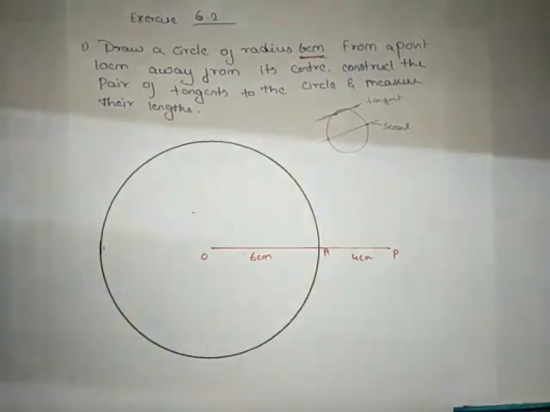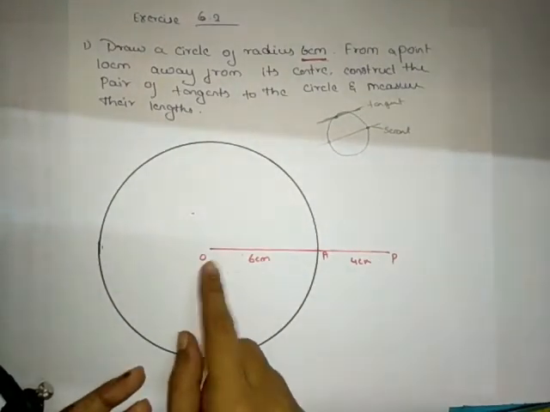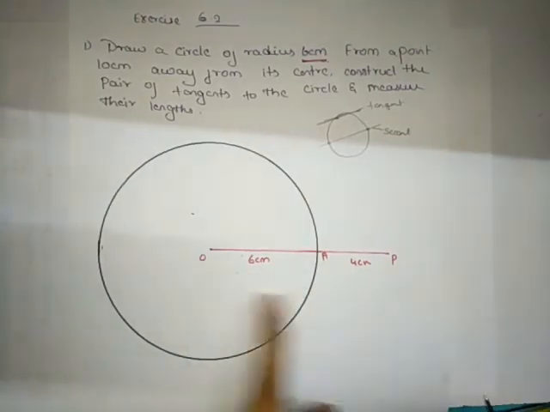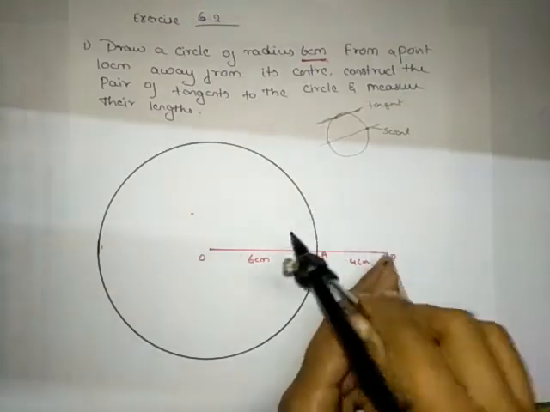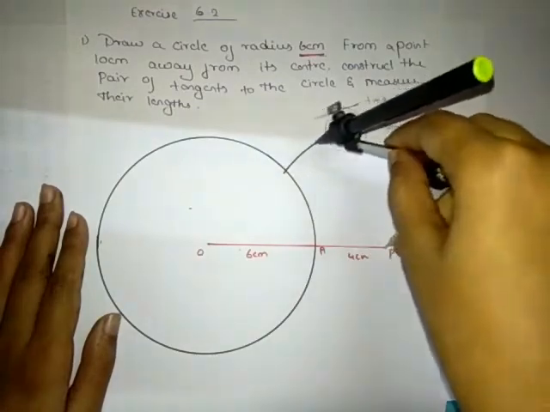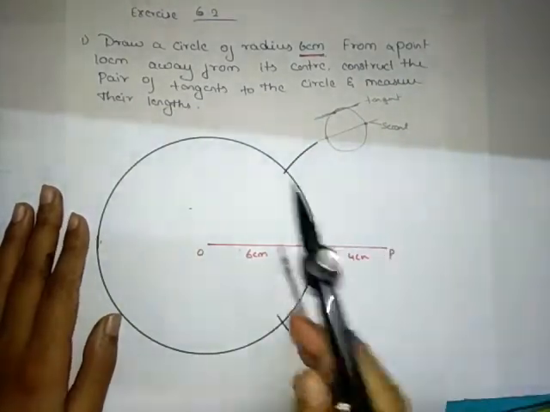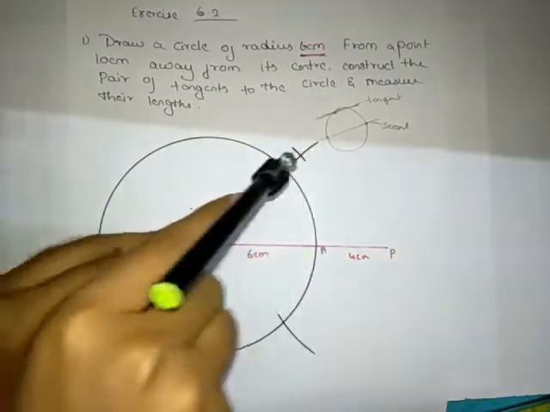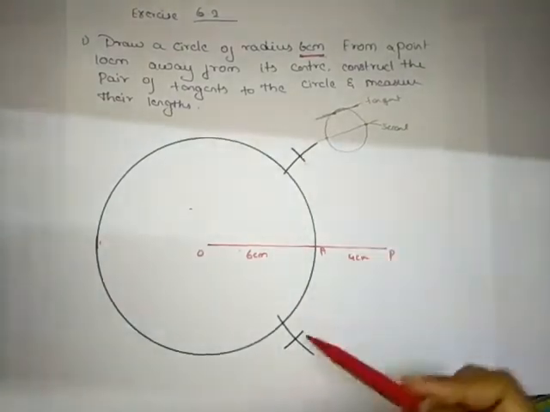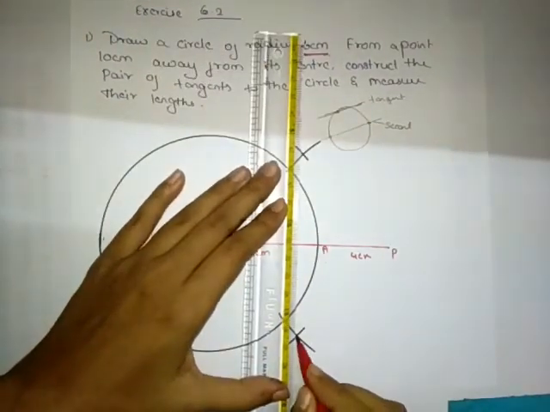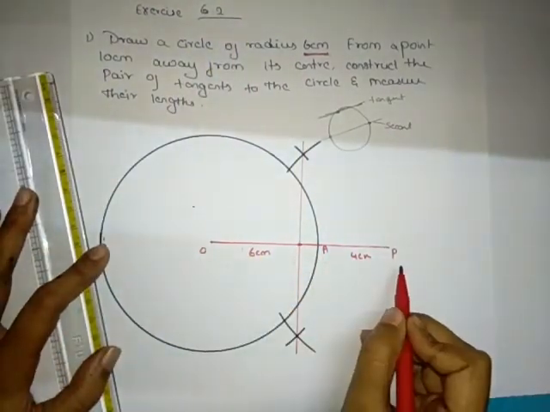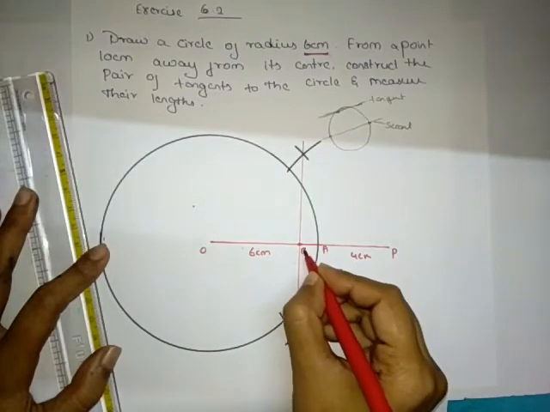For that we should take the midpoint of the line segment OP, not AP, OP. We should take more than half of the line segment OP, and then take an arc here. Then next we need to join these two intersecting points. Here we got the midpoint of the line segment OP. Let us call it B.